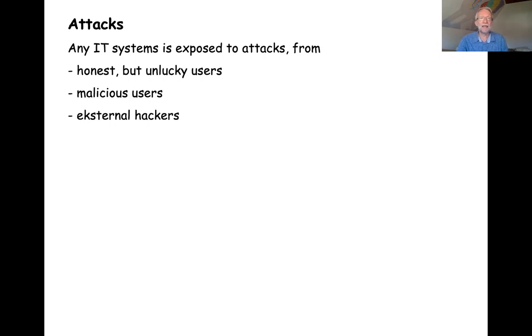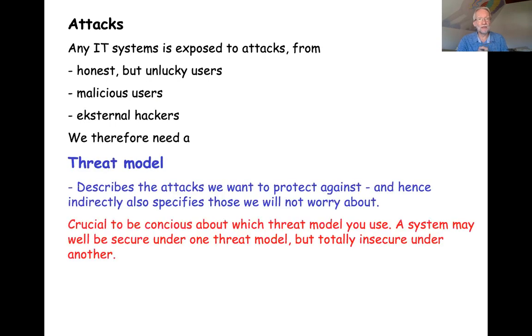And in order to deal with this, we need something called a threat model. This is a specification of the attacks we want to protect ourselves against. And of course, indirectly, that means it's also a specification of those we are not going to worry about. You might say, why can't we be ambitious? Shouldn't we be much more ambitious and protect against all attacks? But of course, that's simply not possible, usually, or at least certainly totally impractical.